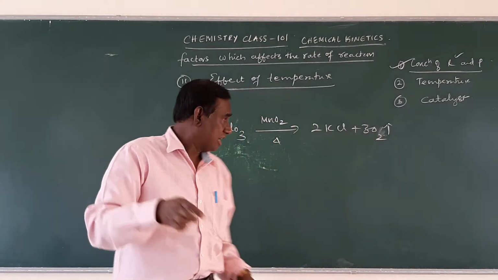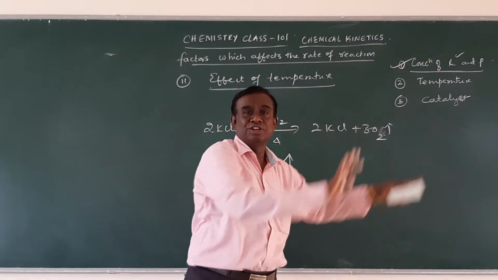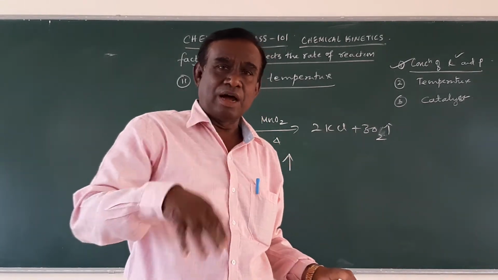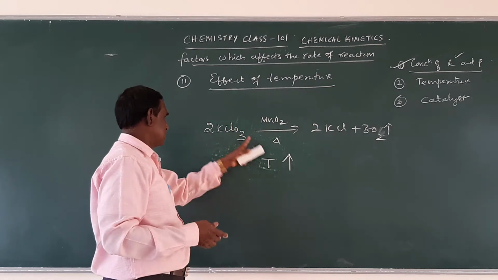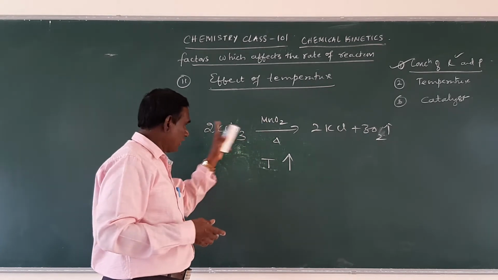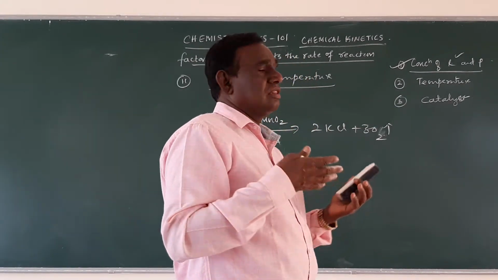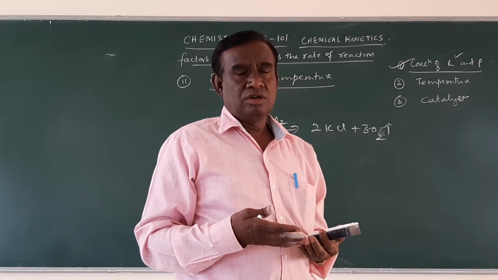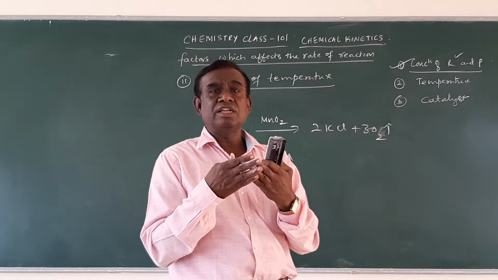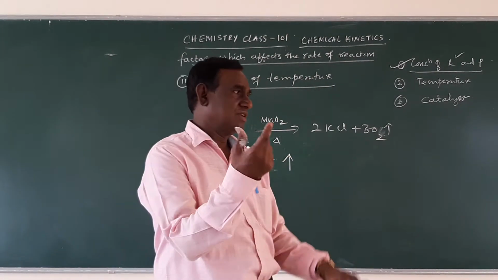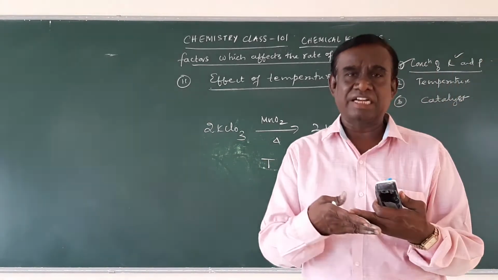On heating it decomposes, giving potassium chloride and oxygen. As the temperature increases, the production of oxygen also increases, because the decomposition of potassium chlorate increases. Generally, the products are formed due to the collision between the activated molecules. Remember, chemical reactions take place due to the collision between the reactant molecules.